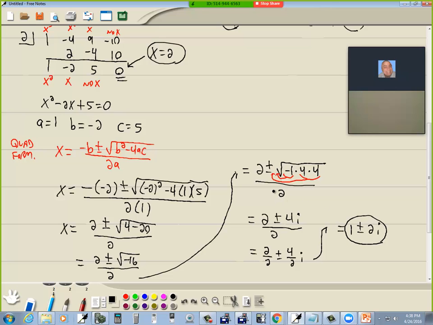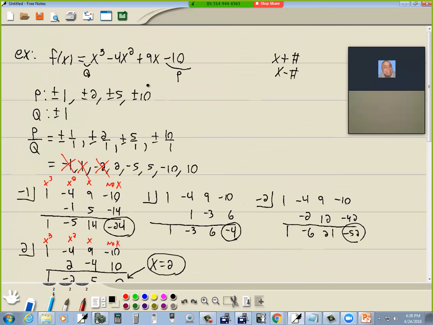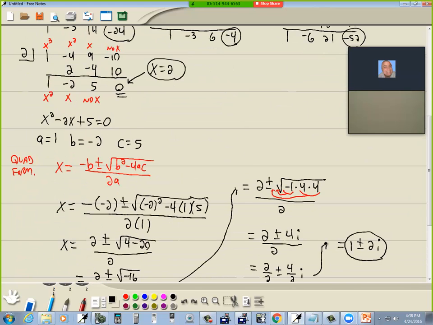Now your fundamental theorem of algebra says your largest power tells you how many answers you're going to have, how many zeros, how many roots. Up here, our largest power is x to the third, and we found one answer with the synthetic division. That's this right here. And this plus or minus accounts for other 2 answers, 1 plus 2i and 1 minus 2i. But those will be our 3 answers.